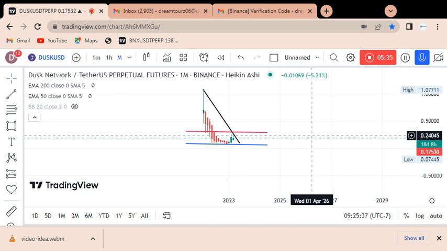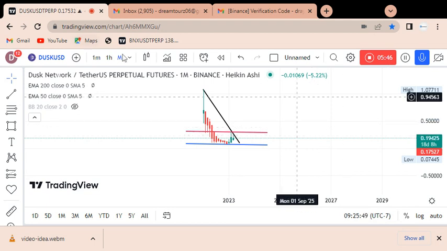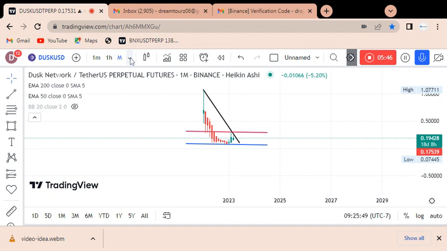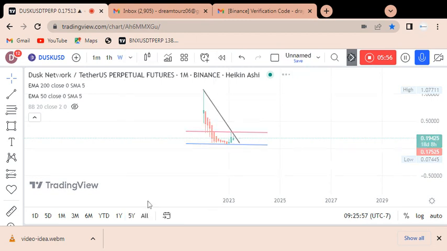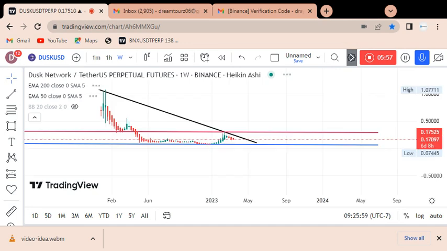Now let's check from our weekly time frame what happened when price hit the red resistance line. Let's see what happened. Here we go. One week. Wow. So when price got to that resistance line, it has now retraced back.